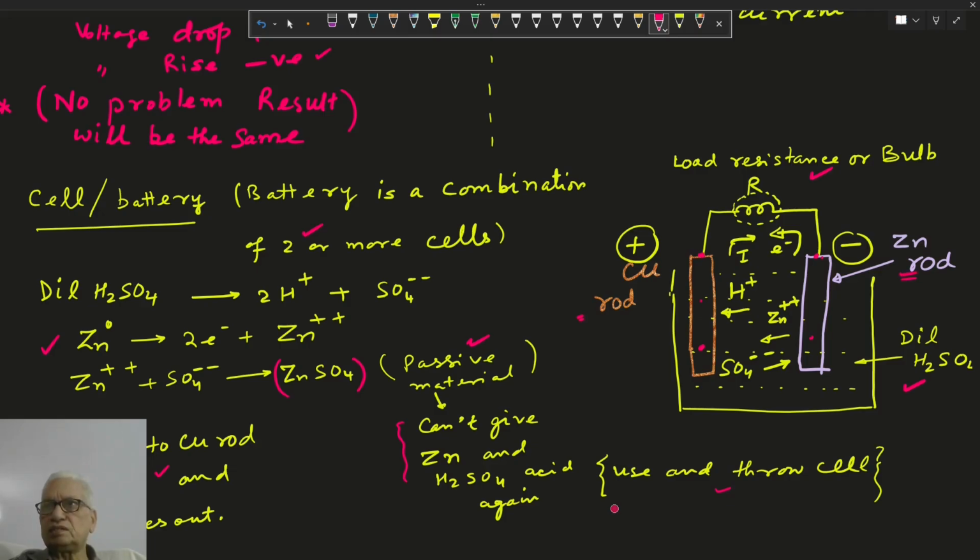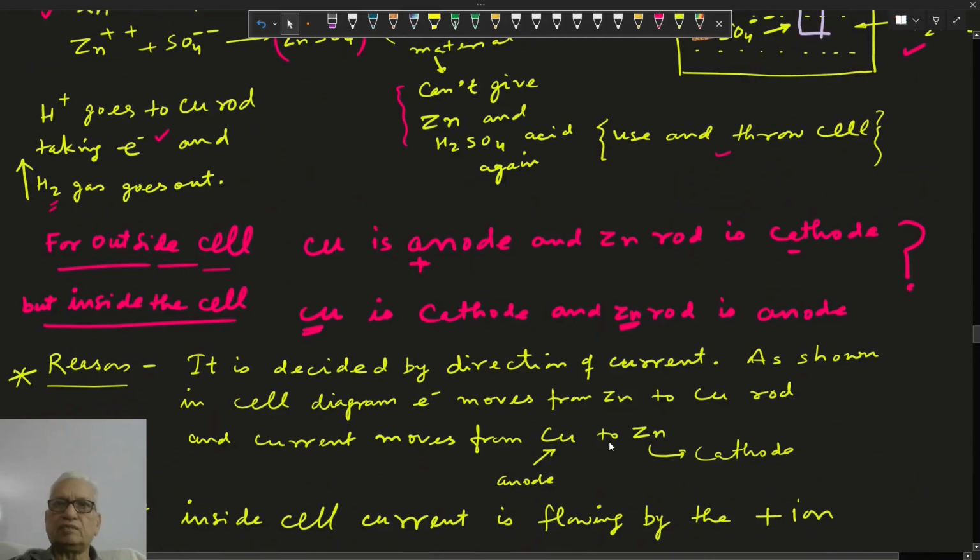It is decided by the direction of current. In physics, anode and cathode are decided by current, while in chemistry it is reversed, so the negative zinc rod is called the anode there. In physics, since current goes out from copper, copper is the anode outside. It is decided by the flow. There must not be any confusion here. Outside the cell, copper is the anode, and inside the cell, copper is the cathode. This is decided by the current.